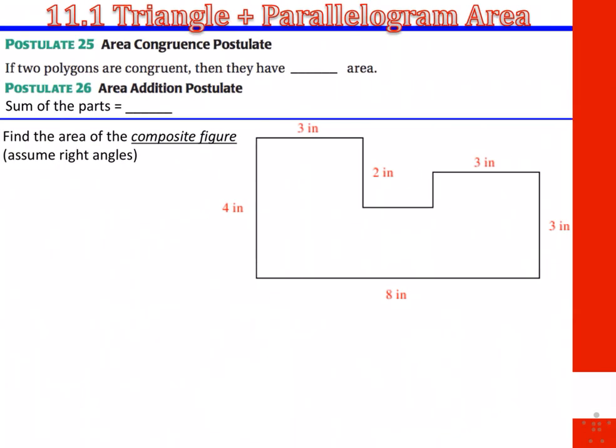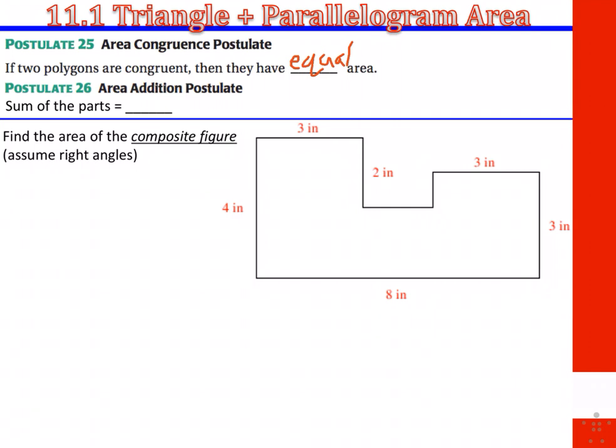So here are some postulates, which means we're not going to prove them. But they should make sense to us anyway. It should be very instinctual to us that the area congruence postulate is true. If two or more polygons are congruent, then they have the same area, or I could say equal area. Since area is a measurement, we would say equal instead of congruent.